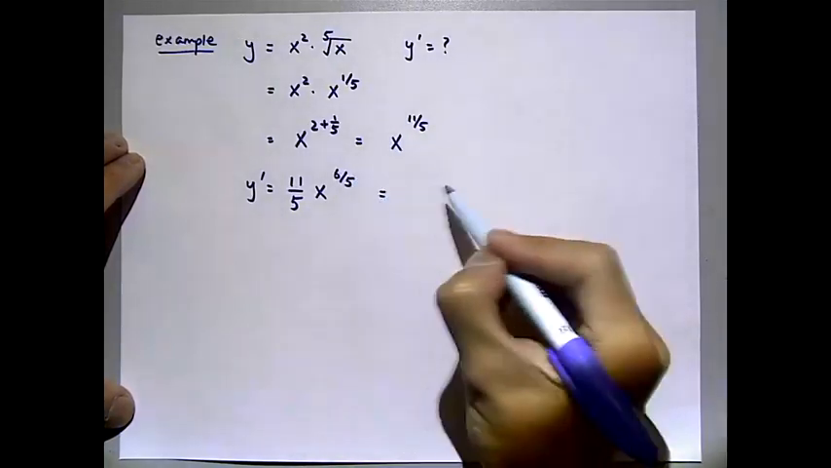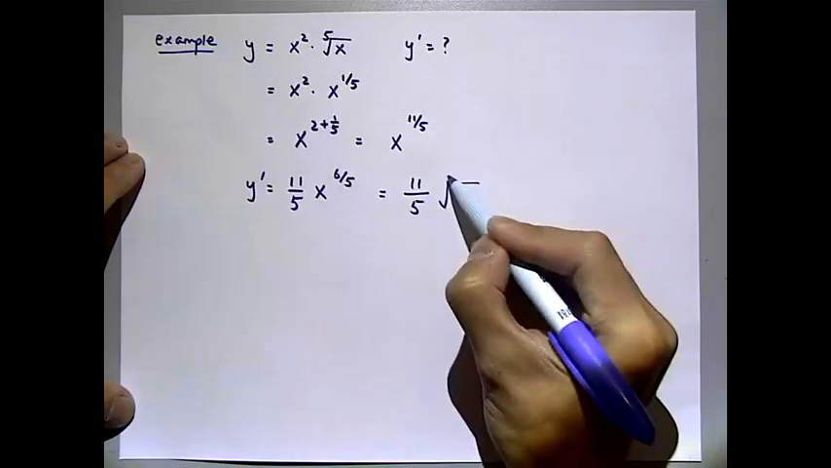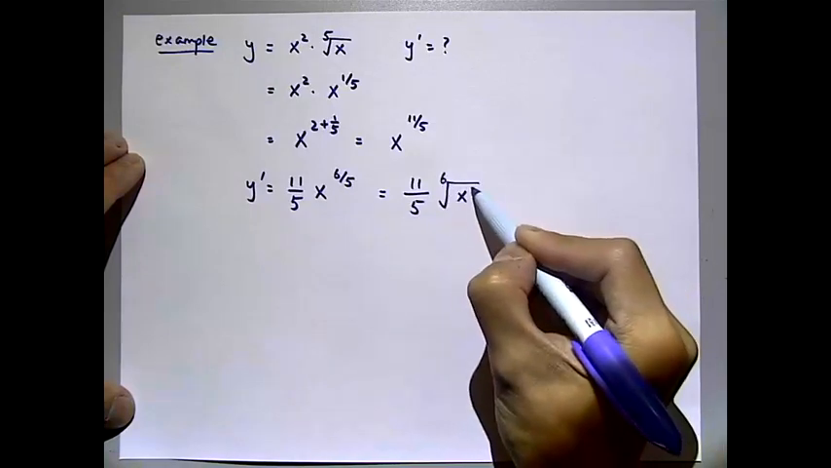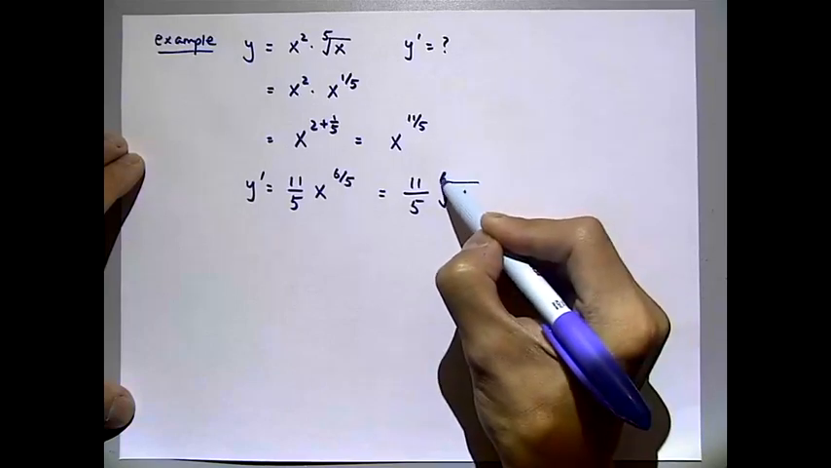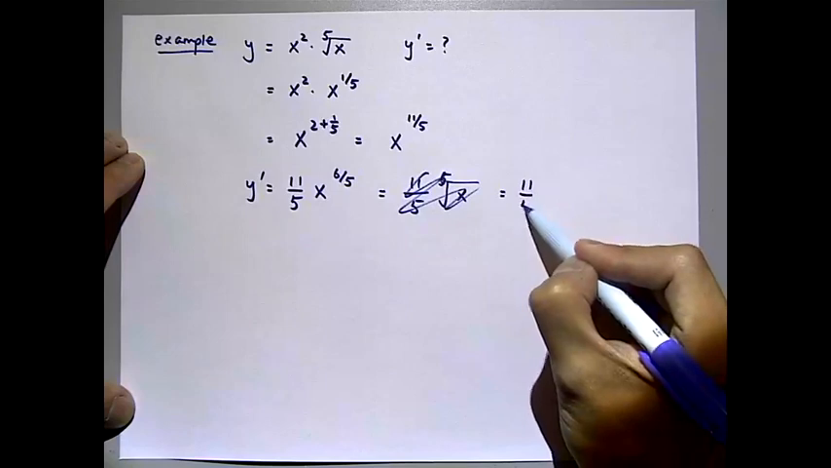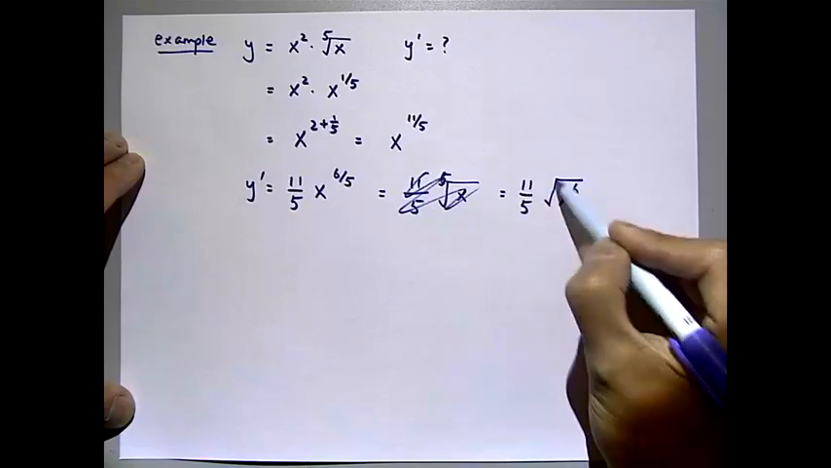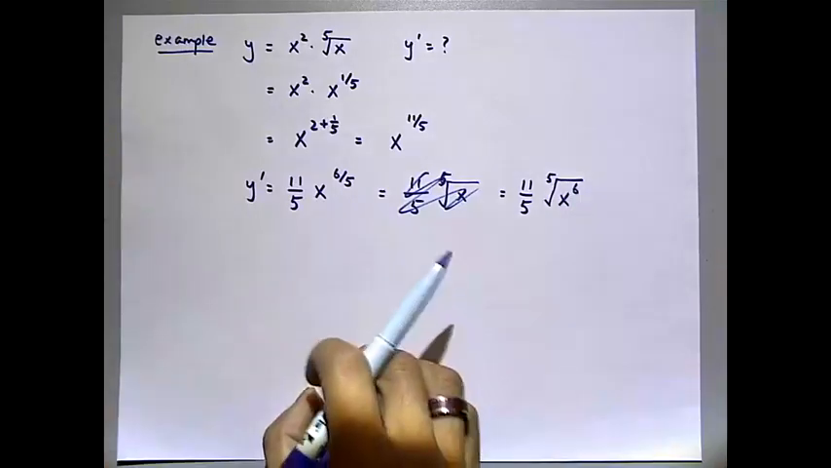And once again, you can choose to write this as that or the 5th root of x to the 6th. No, I got this backwards. 5th root of, x to the 6th under a 5th root. Sorry about that.